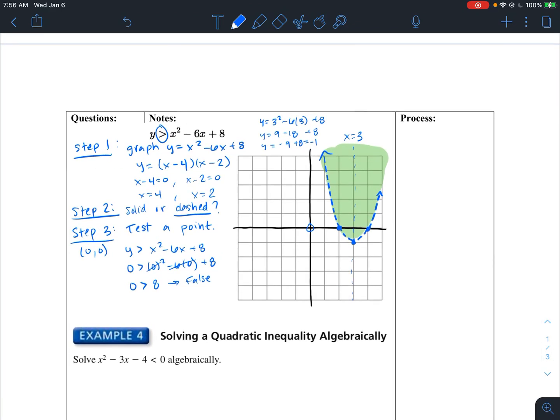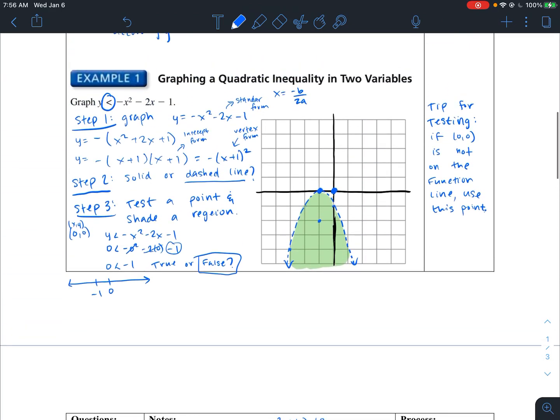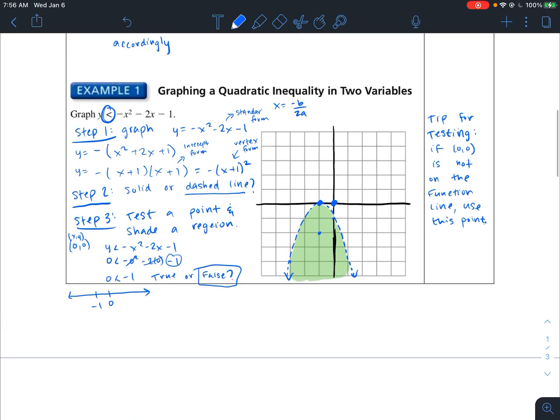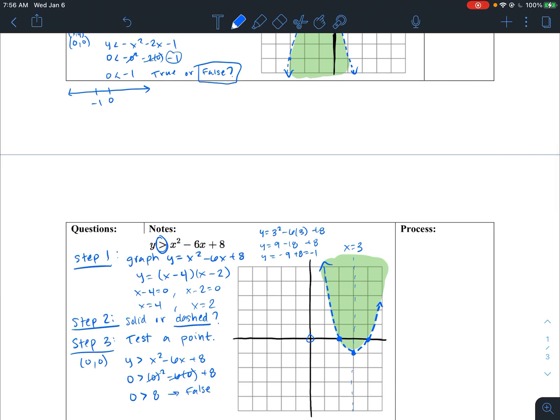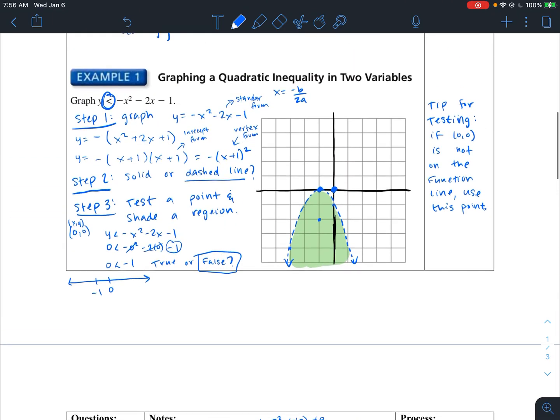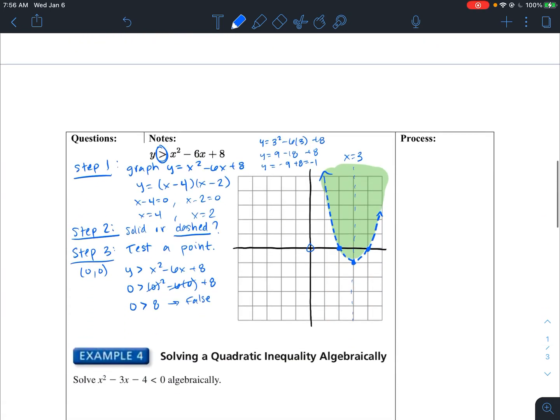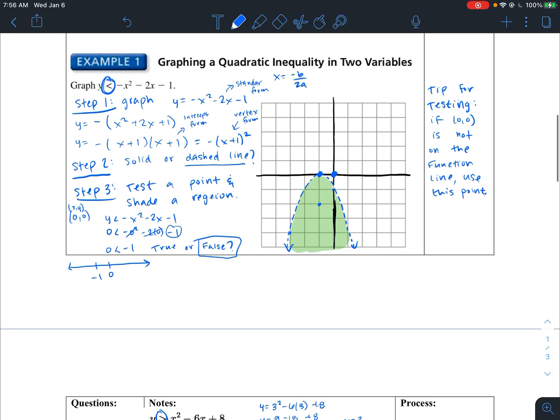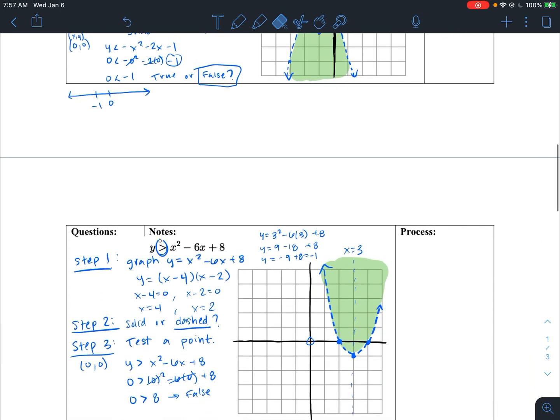Now, there's a pattern here. So notice here that in this one we also shaded inside the parabola. Okay? This one we shaded inside the parabola. But up here it was less than, here it was greater than. Now the difference between our parabolas is that this parabola is facing downward and this one is facing upward. Now, another way of deciding whether to shade inside or outside the parabola is whether or not the inequality is less than or greater than.